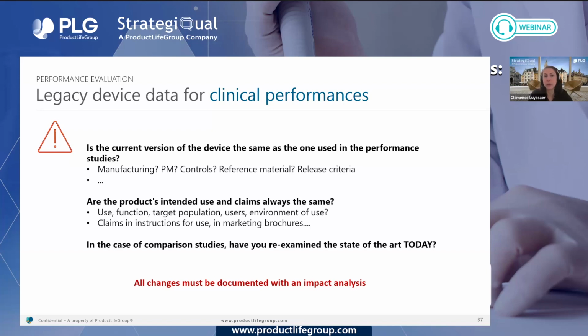In the case of a comparison study with reference tests, have you re-examined the state of the art concerning this reference test? Once again, any change must be recorded and you must provide the proof that these changes have no impact on the result previously obtained. If this is not the case, a new study will also have to be carried out.